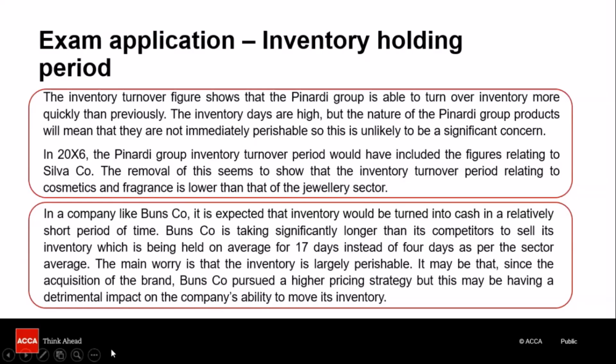The main worry is that the inventory is largely perishable. It may be that since the acquisition of the brand, Bun's company pursued a higher pricing strategy, but this may be having a detrimental impact on the company's ability to move its inventory. Now, in this case, there was an acquisition during the year of a brand. Because of that brand, they have a different pricing strategy, and because of that, maybe the sales have gone down and the inventory is being sold more slowly.